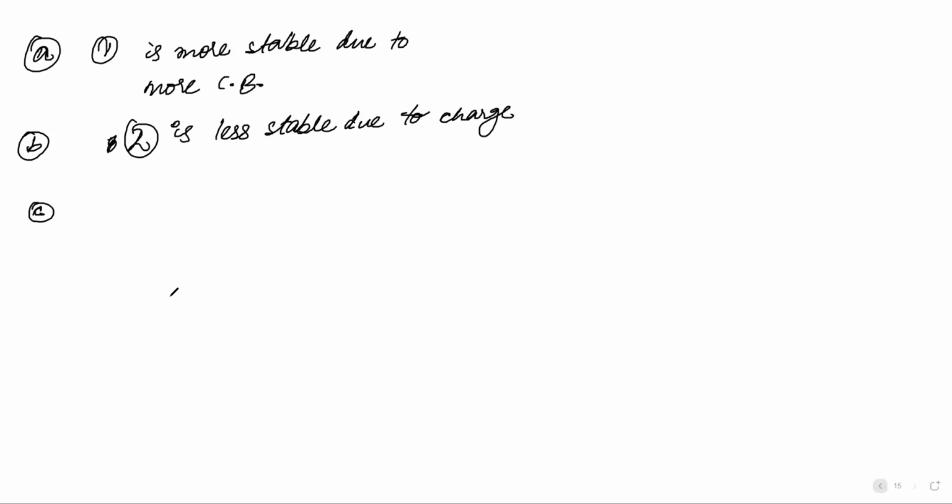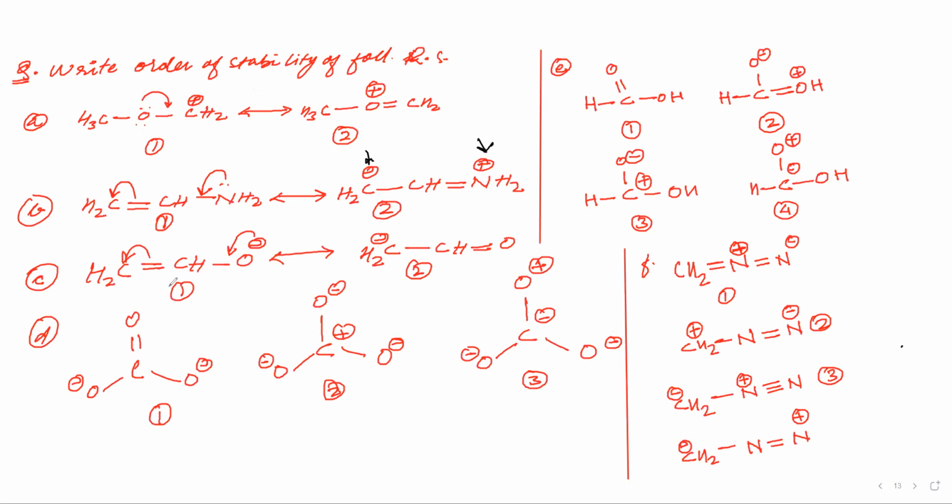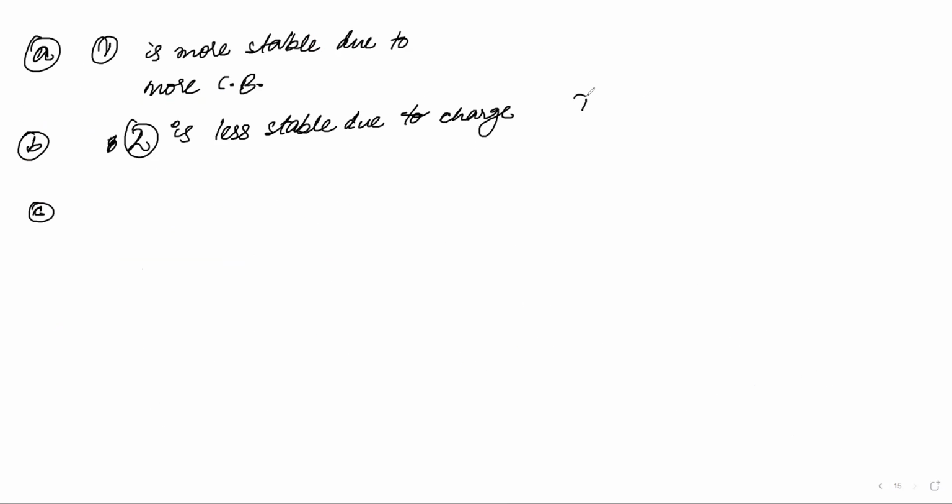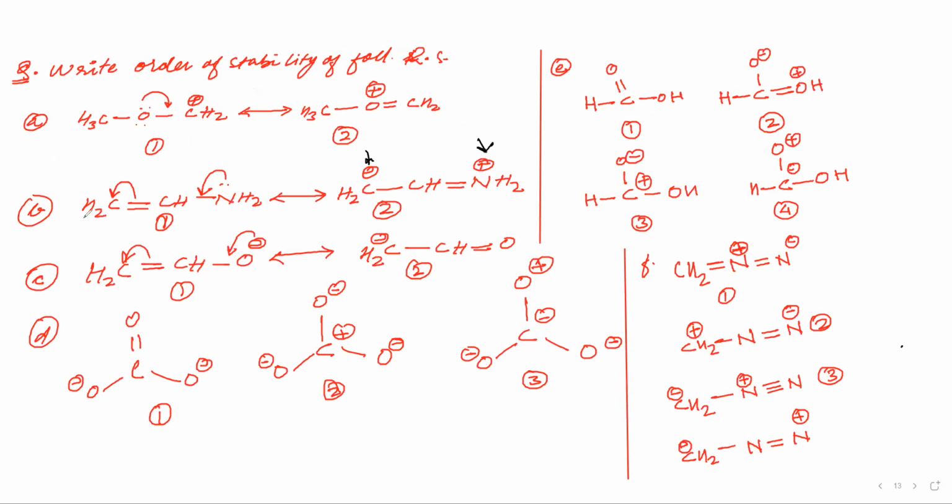Now what about C? In the first one, which is more stable? 1 is more stable, no? 2 is less stable. In this one, 2 is more stable than 1. Got it, Jubana, about the B question? Okay, sir. Now, what about C? I guess I gave 1 is more stable. 1 is more stable. Why?